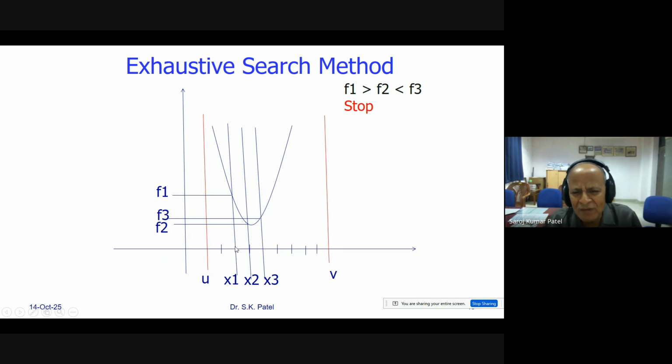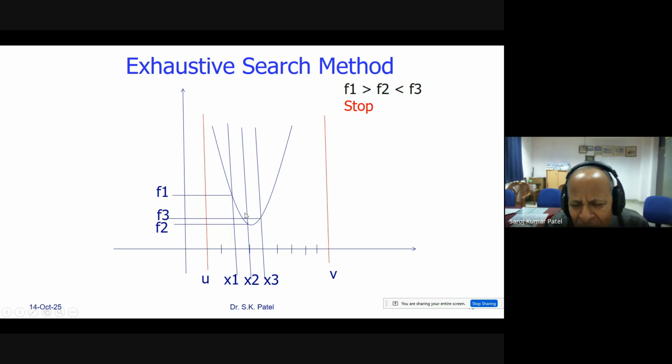Here you see these are three consecutive points. So f1 is greater than f2, but f3 is greater now. f3 is not less than f2. So here it is not f1 greater than f2 greater than f3; the values of f start increasing. At the three consecutive points, we observe that f values have started increasing. So we stop here and declare that this minimum point lies between x1 to x3.